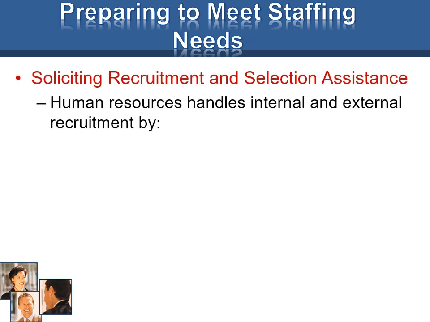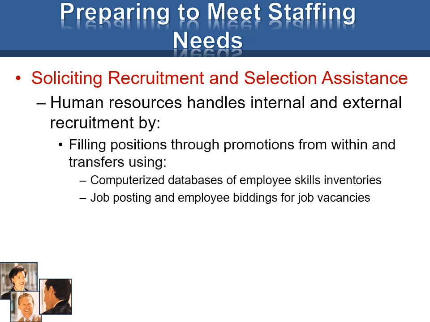Soliciting recruitment and selection assistance, Human Resources handles internal and external recruitment by filling positions through promotions from within and transfers within the company, using computerized databases of employee skills inventories, job posting, and employee biddings for job vacancies in the case of a union.